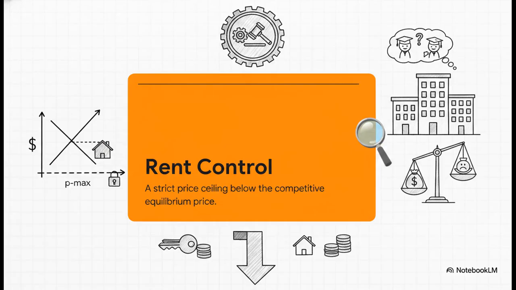Let's look at our third alternative, government rent control. This is where local authorities step in and basically say, nope, the equilibrium rent is just too high for students. So they mandate a strict price ceiling, a PMAX, capping the rent way below what the competitive market naturally dictates.